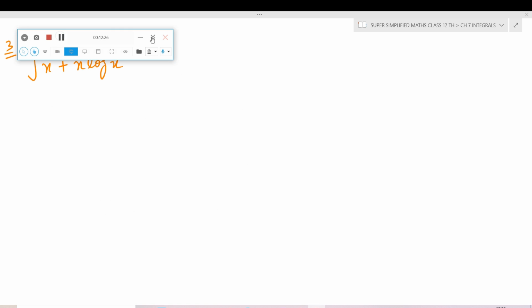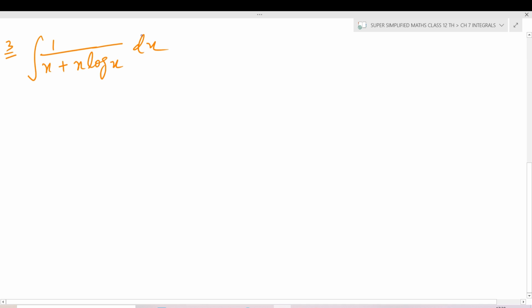So we get log mod 1 plus x square plus a constant of integration. This is the answer. Now let us come to question number 3. So I am leaving a few very simple questions for you to practice.